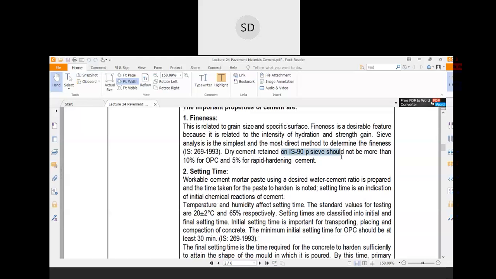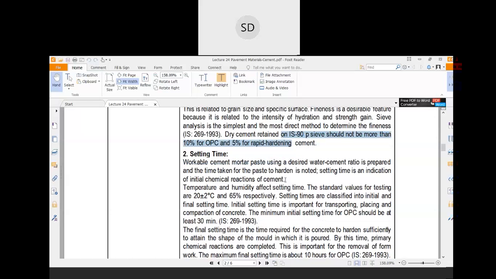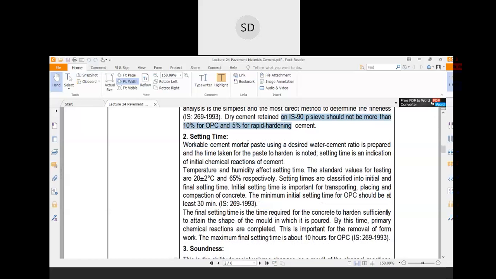Now, dry cement retained on IS 90 micron sieve should not be more than 10% for OPC and 5% for rapid hardening cement. So that is your main thing: the dry cement retained on IS 90 micron sieve should not be more than 10% for the ordinary Portland cement and 5% for the rapid hardening cement.